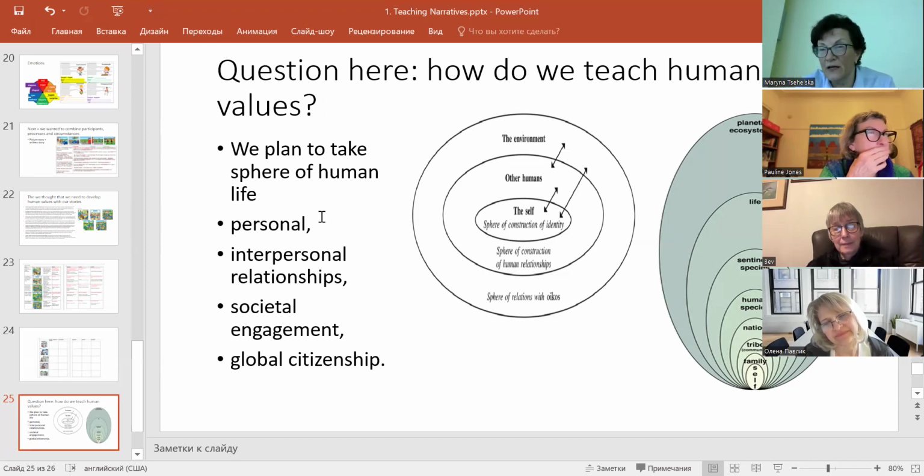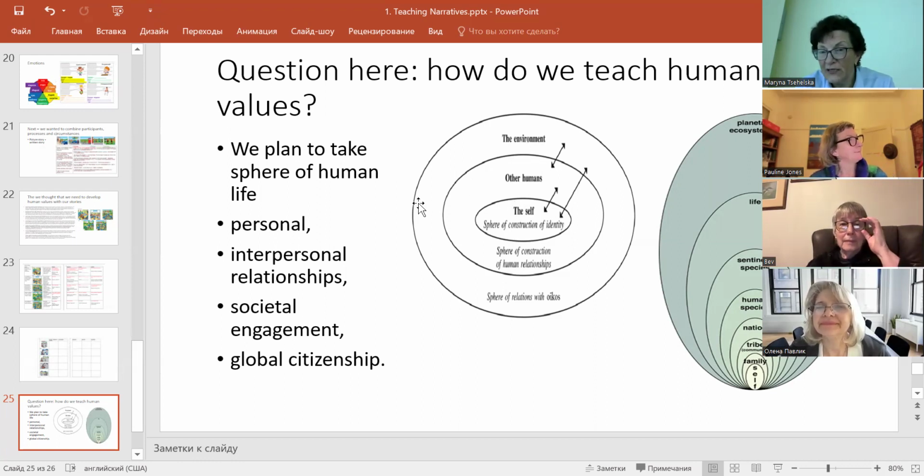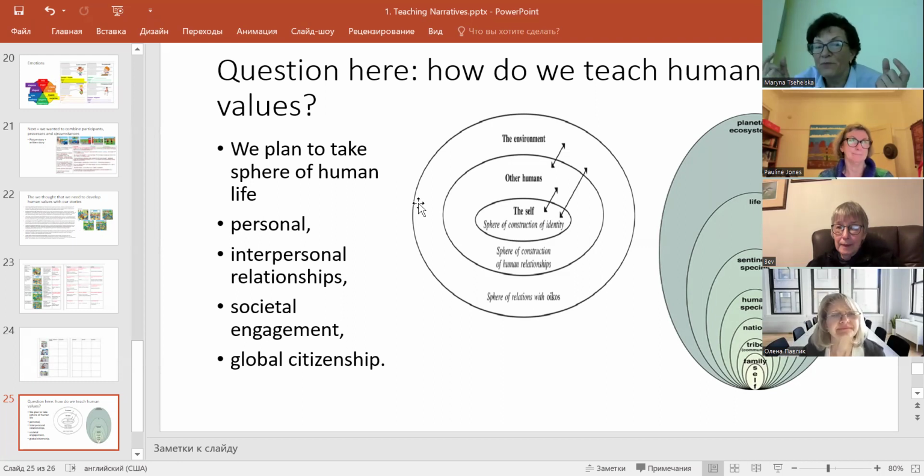And probably our idea up to now is that we may take different spheres of human life: personal, interpersonal, society, and global citizenship. We haven't tried it, but probably grade 1 is more about personal and a bit about interpersonal. Maybe starting with grade 3, they are more able to understand society engagement, a bigger scheme. And as for global, it's more about interacting with other cultures. Again, we do need it because we have kids from different ethnic groups now.